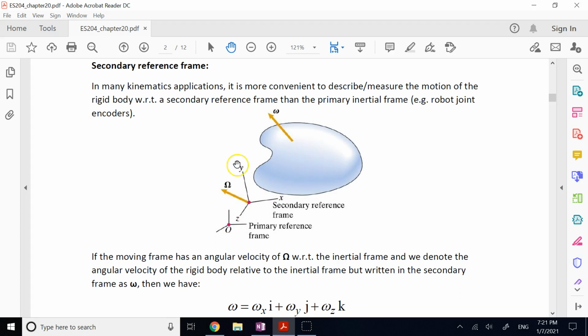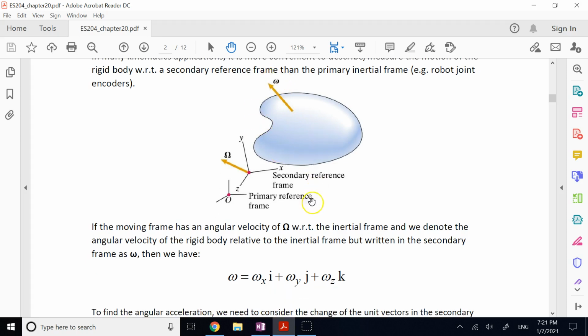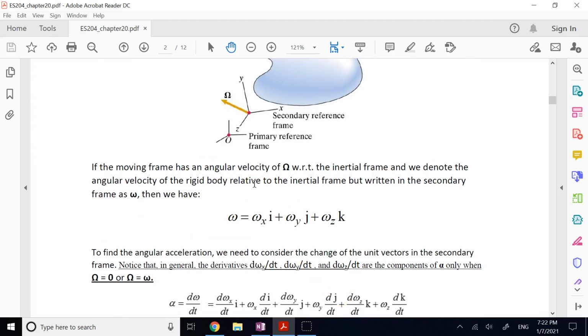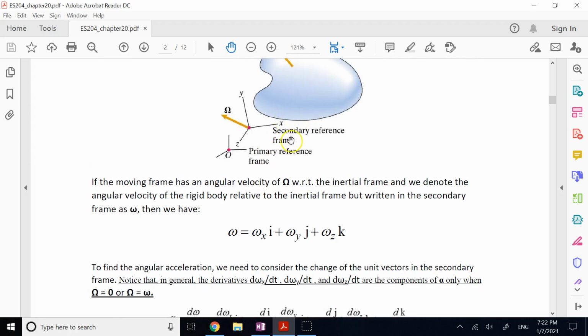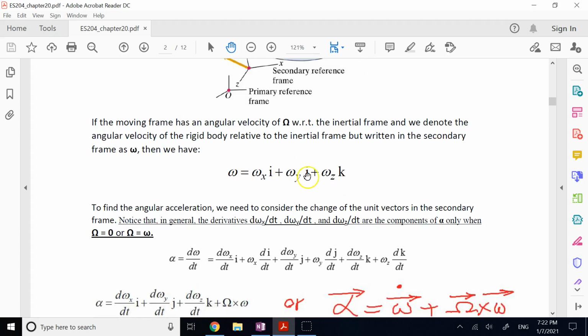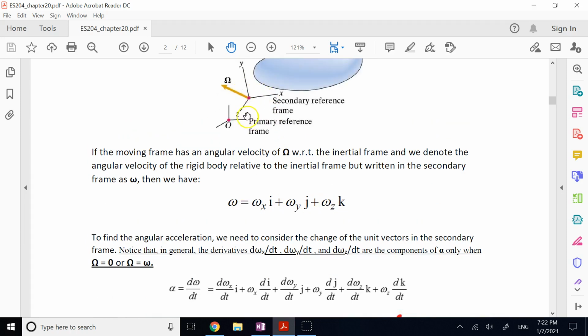So if we call that omega, but these i, j, k again are the unit vectors along the secondary frame, not primary. So if I write my omega in terms of these axes, so omega_x i, omega_y j, omega_z k, now if I want to find the angular acceleration of the rigid body with respect to the inertial frame, I have to take time derivatives. And omega_x, omega_y, omega_z could be variable, so they can have derivatives. But not only that, these vectors i, j, k, as I told you in the past, they also have derivatives. Why? You know, they are unit vectors.